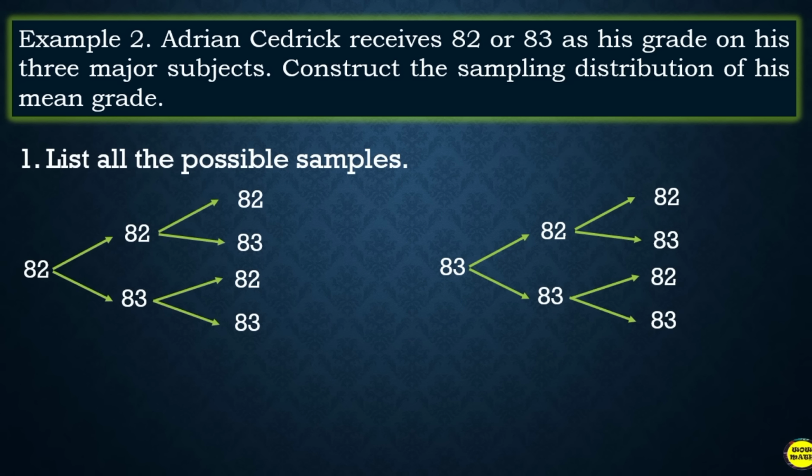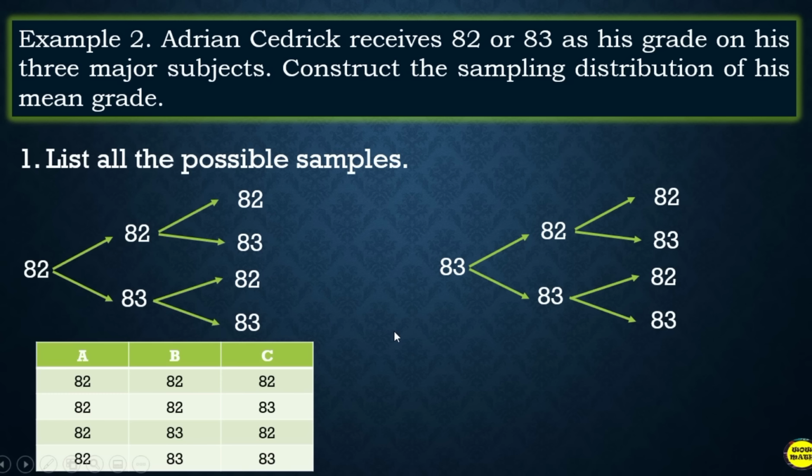Okay, kasi it's either parehas na 82 yung tatlong subject niya o pwedeng may isang 82, dalawa yung 83. So, para makuha natin yon, gamit tayo ng tree diagram. In tree diagram, first 82, so 82, 83, tapos 82, 83. Ganon din dito. Dito naman 83. So, same with this. Madali natin ma-identify yung grade niya sa tatlong subject. Let's say, let A, B, and C are the 3 major subjects ni Adrian Cedric.